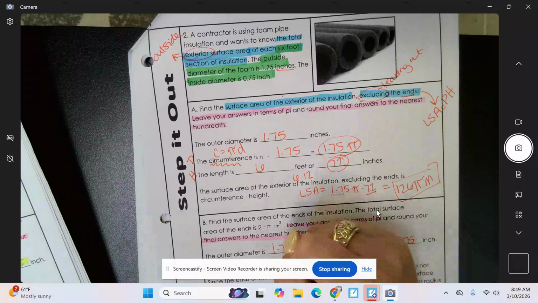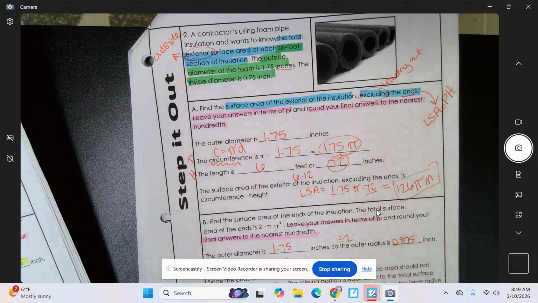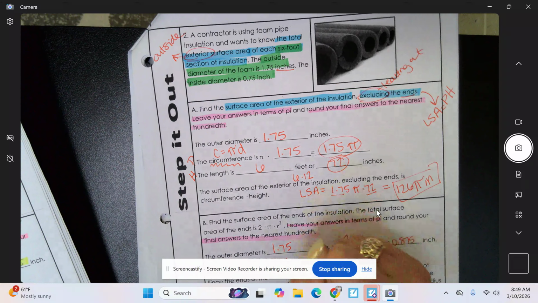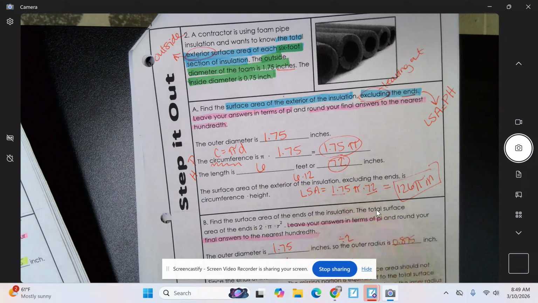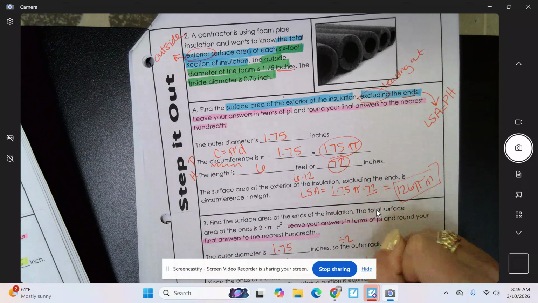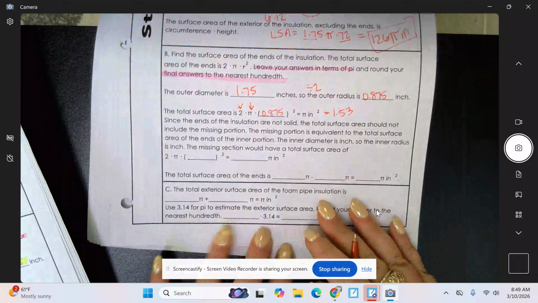We're leaving it in terms of pi, so we're not going to do 3.14. And we're going to do r squared. So 0.875 squared, which leaves me with, you can't see. Oh, my bad. You stop sharing thing.